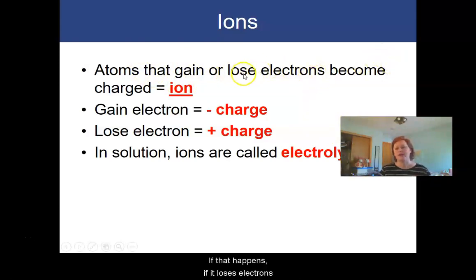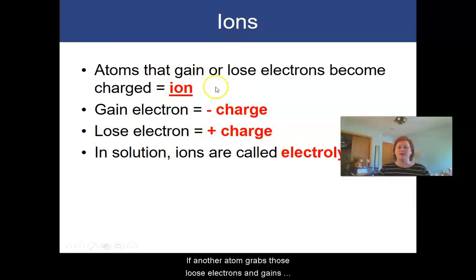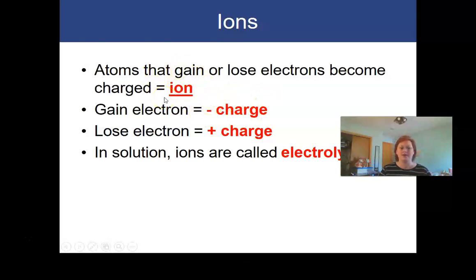If it loses electrons so that it can end up with a valence shell that's full, then it becomes an ion. If it lost electrons, that gives it a positive charge because it now has more positive protons than negative electrons. If another atom grabs those loose electrons and gains electrons, it's gaining negative electrons, so it ends up with a negative charge. It is also an ion.